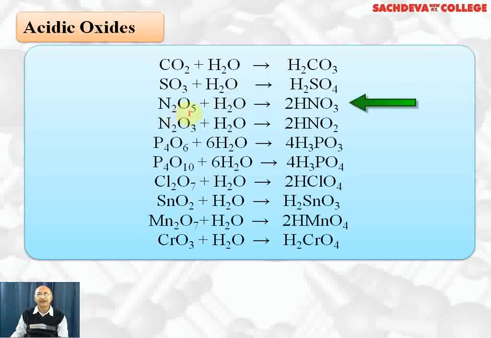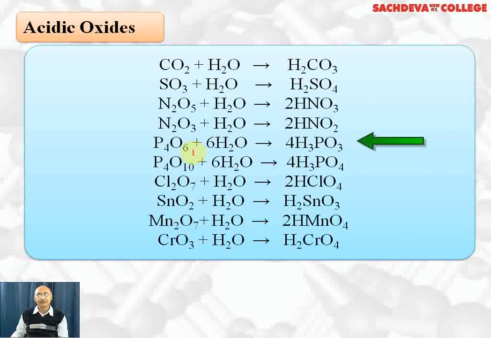N2O5 is anhydride of nitric acid. So N2O5, when dissolved in water, gives nitric acid. Similarly, sulfur trioxide is anhydride of sulfuric acid. N2O3 is bluish in color. It dissolves in water forming nitrous acid. N2O3 is anhydride of nitrous acid.